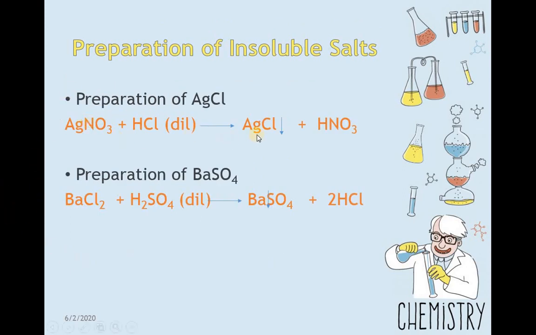Then you have the preparation of silver chloride. It's a very easy method. Silver nitrate, when reacts with dilute hydrochloric acid, gives you the white precipitate of silver chloride and nitric acid. And if you want to prepare barium sulfate, the same thing, barium chloride reacts with dilute sulfuric acid to give you the barium sulfate and hydrogen chloride.